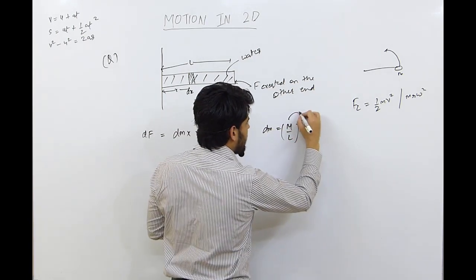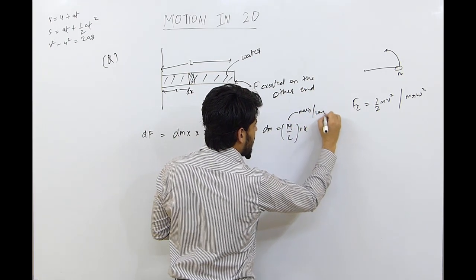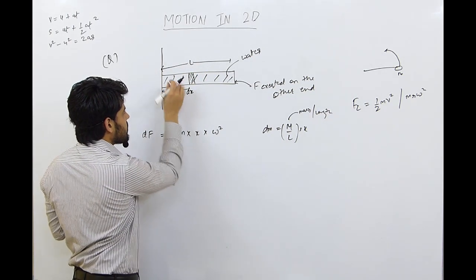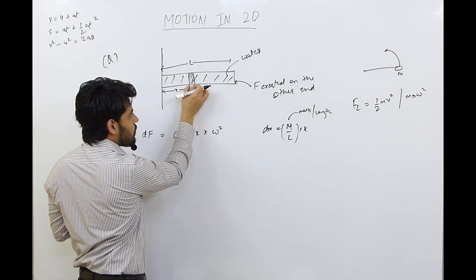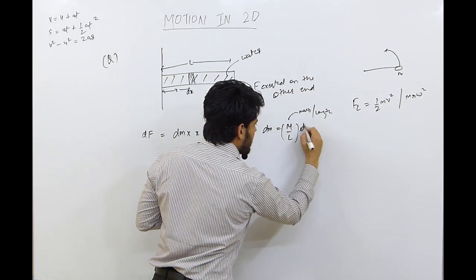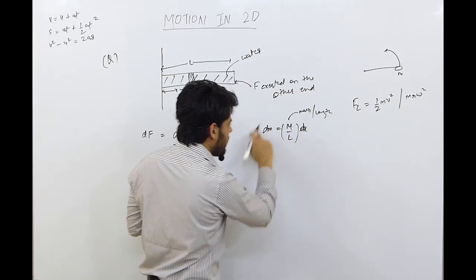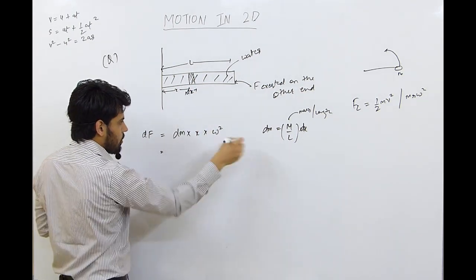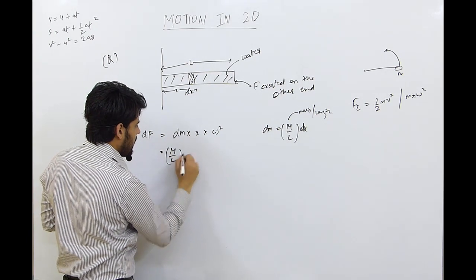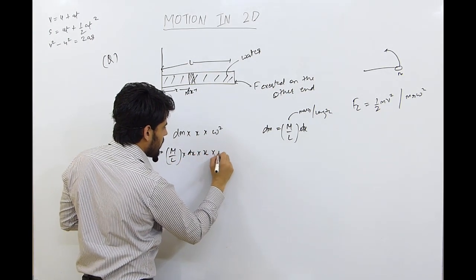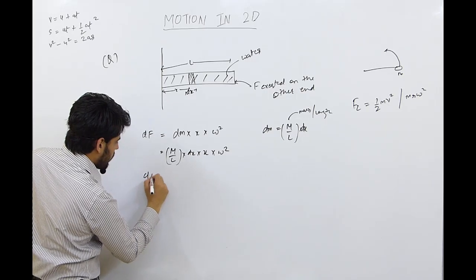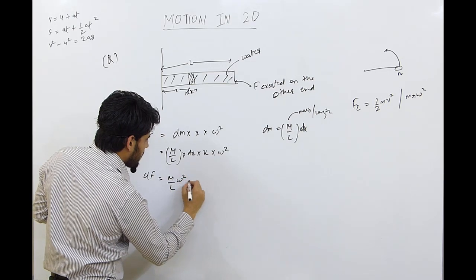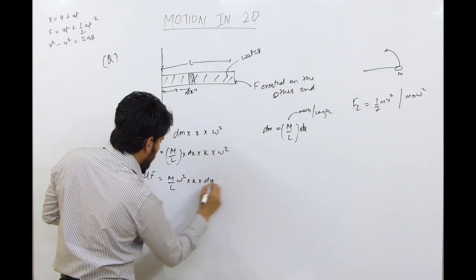Mass per unit length is the total mass divided by the length, m by l. So we counted the mass for a unit length, and for this component of length dx, we multiply with dx. So mass per unit length into dx will be the mass of this small component whose width is dx. We'll put the dm value over here, m by l into dx into x into omega square. So df is equal to m by l omega square into x into dx.